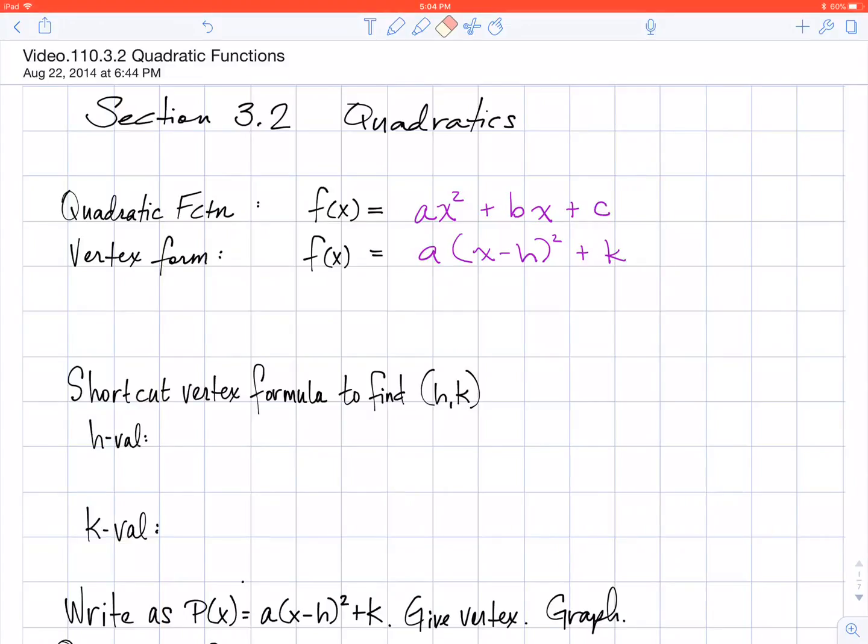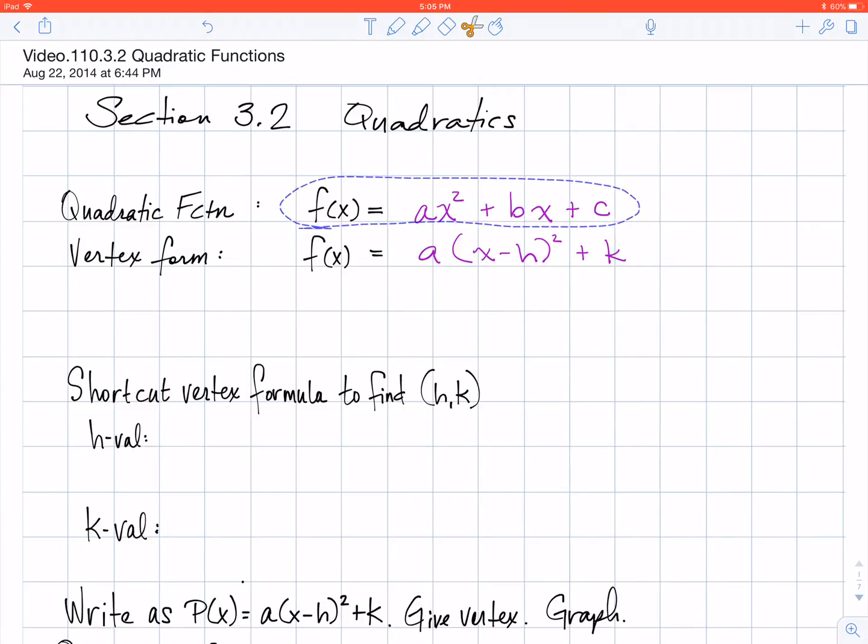Hey folks, we're looking at section 3.2 and I'd like to remind you about something that you learned back in Math 102, and that is completing the square. Before I begin with this, I'd like for you to notice that I have a quadratic function right here. In a moment, I'm going to be referring to A's, B's, and C's, and I want you to understand this is where I'm getting those from.